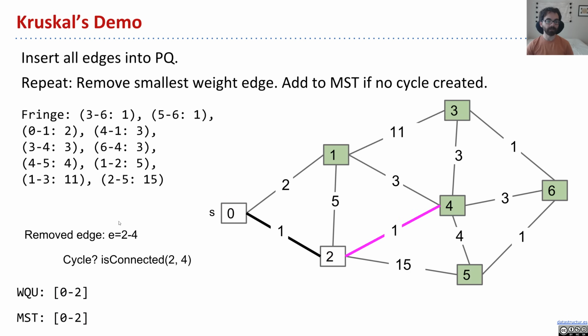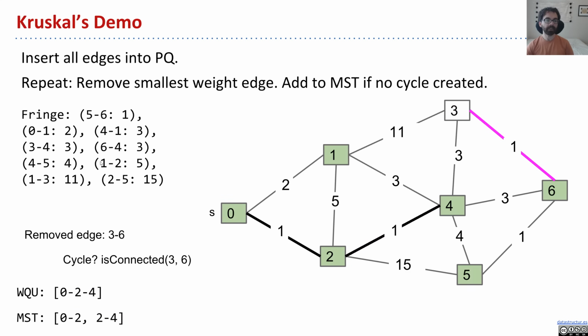All right, next edge to come off is 2, 4. So are they connected? Well, we check in the weighted quick union object and we see that 0 and 2 are connected, but nothing else is. So the answer will be no. So we'll union 2 and 4 and we'll add the edge. And so now we have one big connected component that's 0, 2, 4.